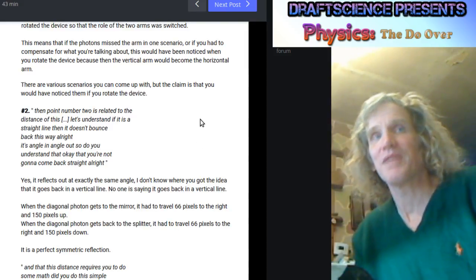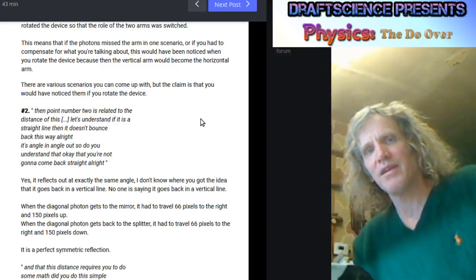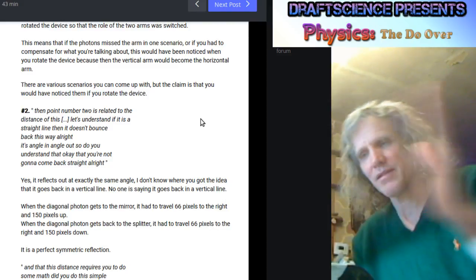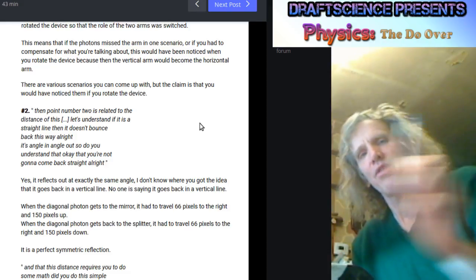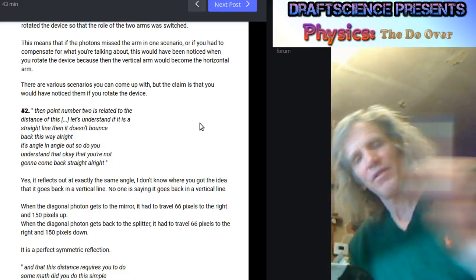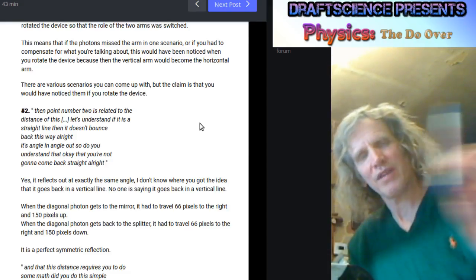Jeez. But again, just totally ignores the point. This is about the headlighting effect. This is about you claiming that you can have photons that go this way for free. You don't have to account for it as a time delay.